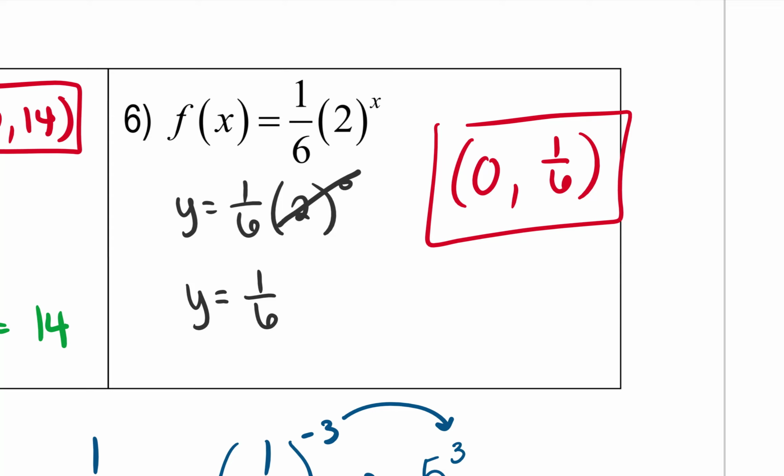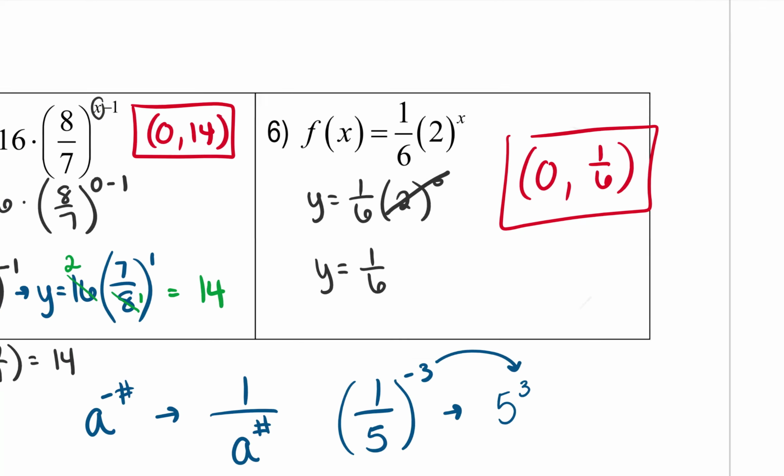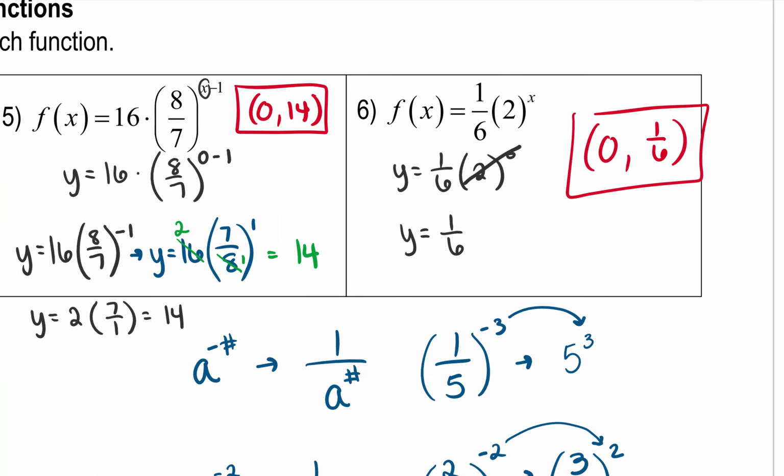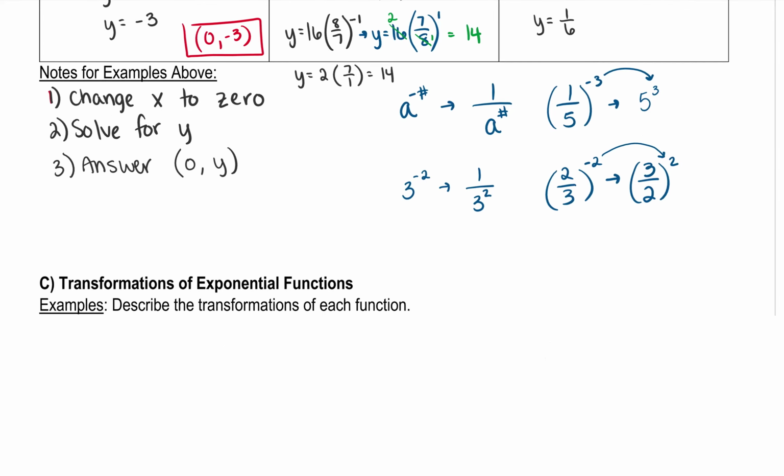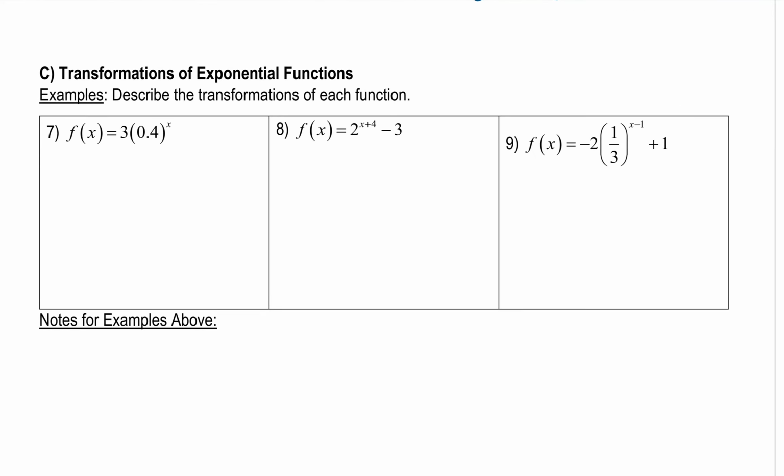So if you ever get a 0 exponent, it's definitely a lot easier. If you get a negative, remember to flip it. And then if you get something squared or whatever, just square the number and go from there, okay? Alright, well, there we go. So that's B, y-intercepts. Alright, C, transformations.